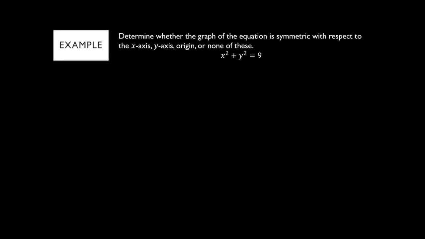Here I have an equation of a circle. So this is x squared plus y squared equals 9. And if you know what circles look like, you know that there's going to be symmetry. When you have equations of a circle, it's all about where is the center. If you have a circle and the center is at the origin, then it's going to have all three types of symmetry. But if it's centered somewhere else, you cannot say that. It may have some symmetry and may not.